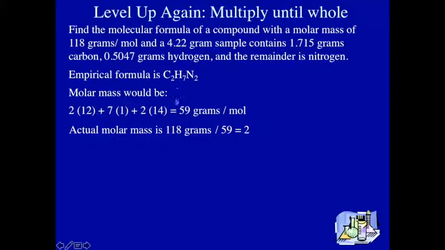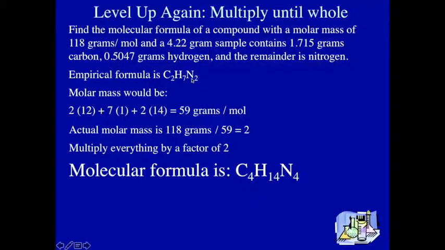So I have to multiply carbon by 2, hydrogen by 2, and nitrogen by 2. And my molecular formula for this particular compound would be C4H14N4. And if I had 4 times 12, which is 48, plus 14 times 1, which is 14, plus 4 times 14, which is 56, the total mass should be 118 grams.